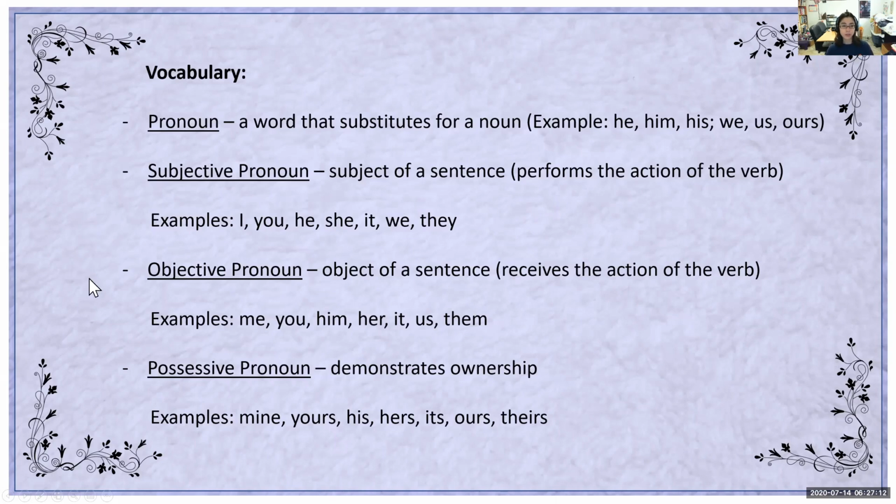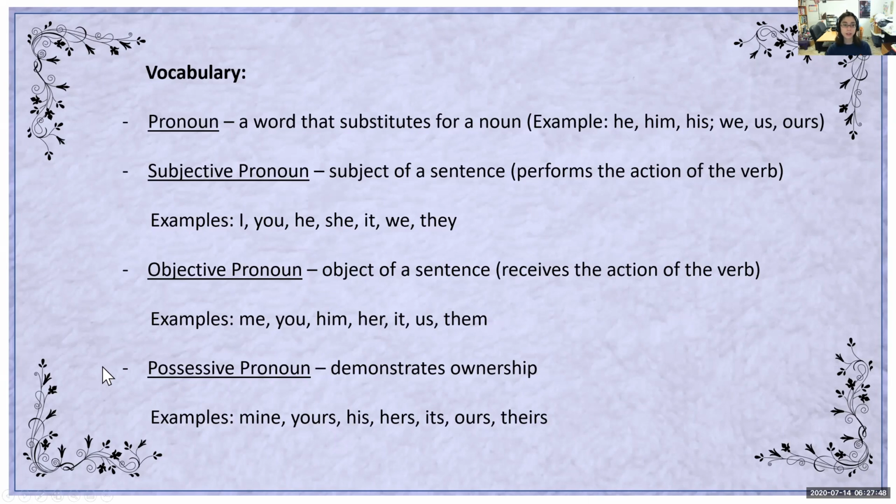Next is objective pronouns. And objective pronouns are basically the object of a sentence. So they're going to receive the action of the verb. So using my example of I moved the couch, for the couch, I could say it. So the couch is receiving the action of the verb. So I moved it. I moved the couch. So it is an example of an objective pronoun. So some other examples of objective pronouns include things like me, you, him, her, it, us, and them. Those are all examples of objective pronouns.